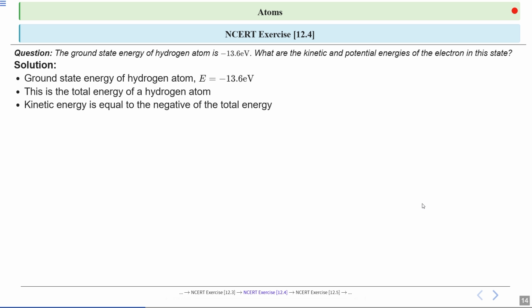Now let's talk about kinetic energy. In the hydrogen atom, the kinetic energy of the electron is equal to the negative of the total energy. This means if the total energy is negative, the kinetic energy will be positive and of the same magnitude. This is a result from solving the equation for the hydrogen atom in quantum mechanics. So the kinetic energy equals minus E, which is minus negative 13.6, which gives us positive 13.6 electron volts. This tells us the electron is moving with enough energy to balance the strong attraction from the nucleus, but not enough to escape. Notice how the kinetic energy is always a positive value.